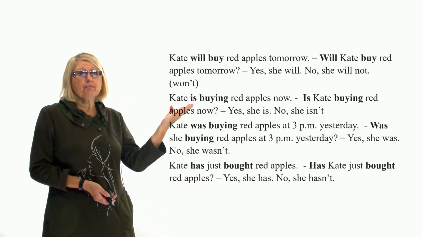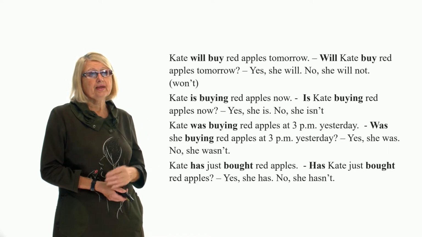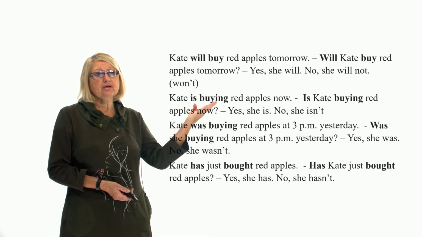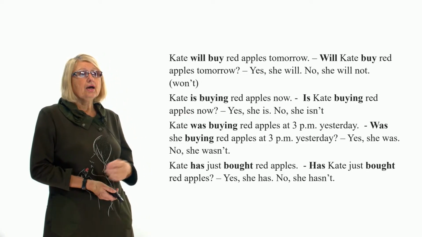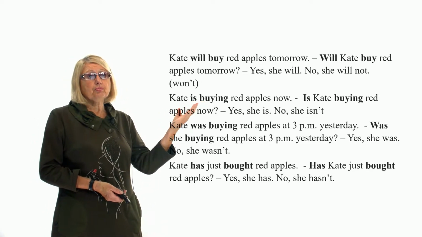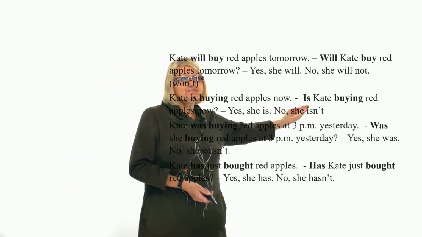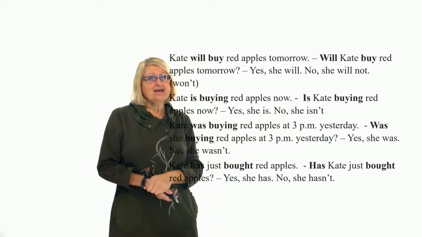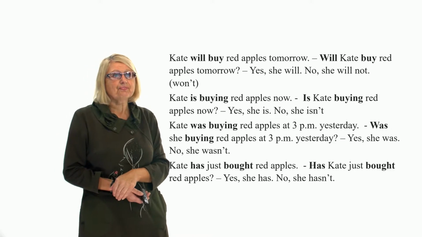Then goes present continuous. In present continuous we have two verbs: the auxiliary verb to be and a notional verb with an -ing ending. And we use the auxiliary verb to put a question. Is Kate buying red apples now? Yes, she is. No, she isn't.